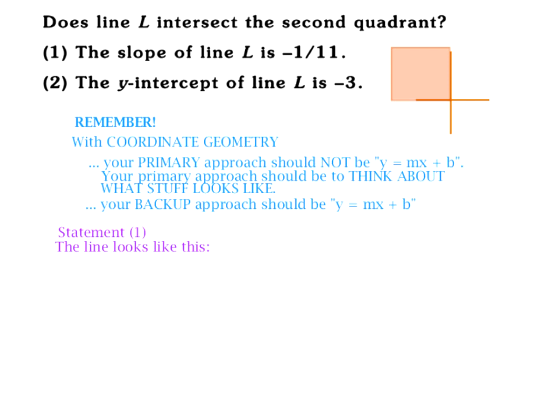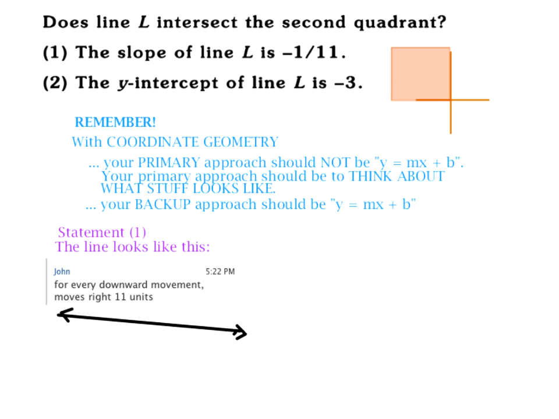So John, let's put John's summary on the board. It's hard to take screenshots of the chat box because it moves a lot. Okay, so here is John's summary, right? For every downward movement, it goes right 11 units, precisely. So that means, visually speaking, it looks like this. It's probably even flatter than that, to be honest, but it looks like that. And notice also that lines go on forever, too. So if you go down 1, then it goes over 11. For each 1 you go down, you go over by 11.